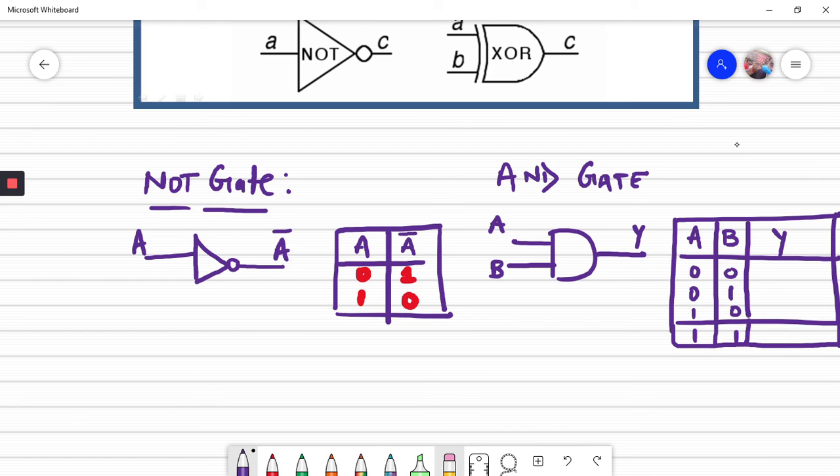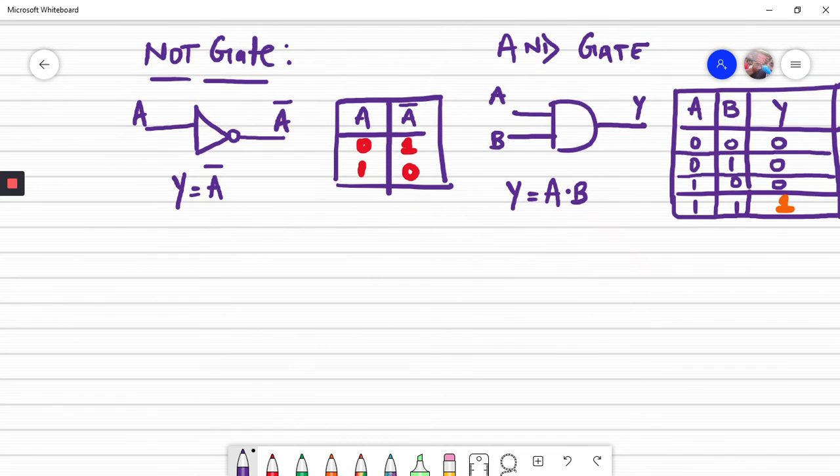Now the functionality of the AND gate is: if both the inputs are high, then only the output will be high. For the rest of the combinations, for 0 0 it will be 0, for 0 1 it is again 0, and for 1 0 it is again 0. Logically, the AND gate equation is represented by Y is equal to A dot B. We forgot to write the equation for the NOT gate: Y is equal to A bar, where Y represents the output.